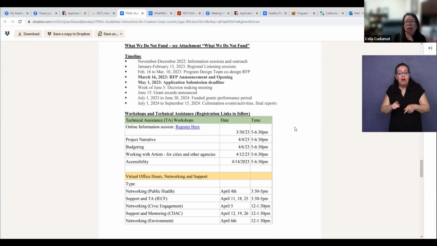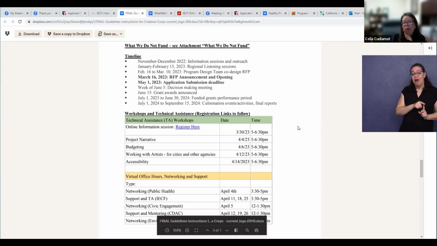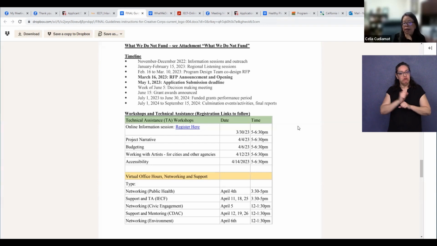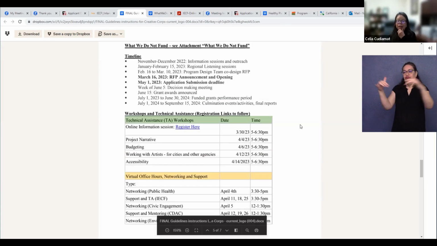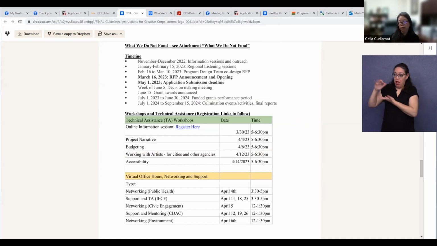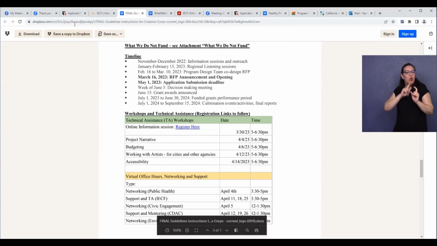So it is a year-long program. And then between July 1 and September 15, we really want to showcase the completed projects out of this whole program. That would be the time when there are going to be all kinds of activities happening within the different regions, whether in San Bernardino, Riverside, or the desert area. A culmination of all of the projects funded will be happening, and then of course final reports. Any questions about the timeline?